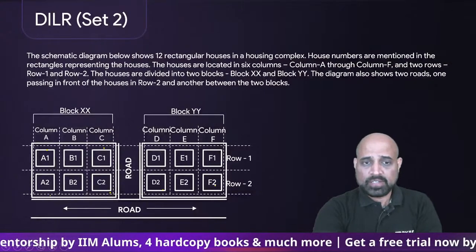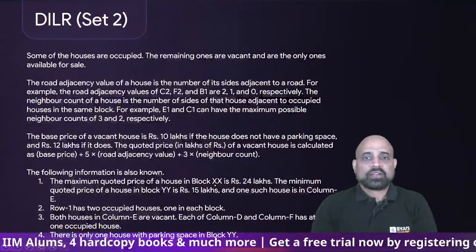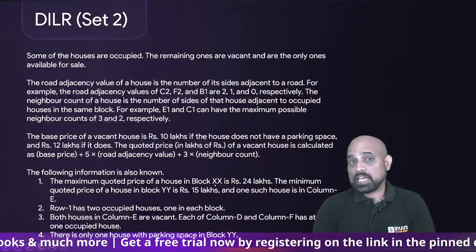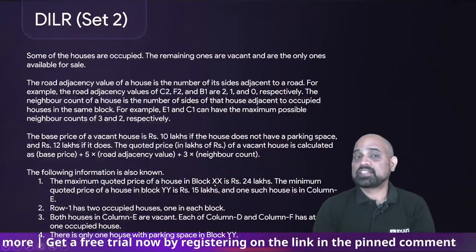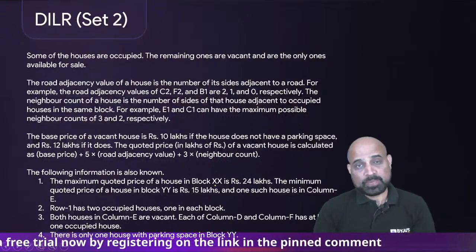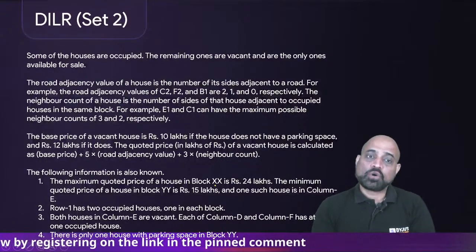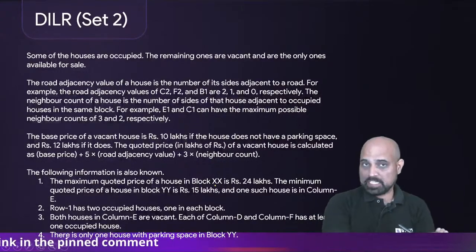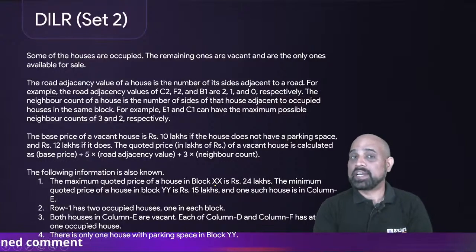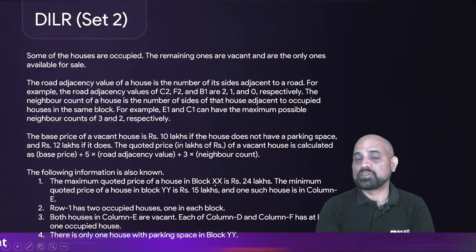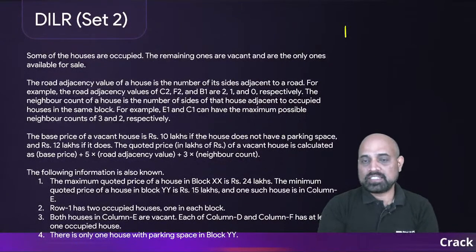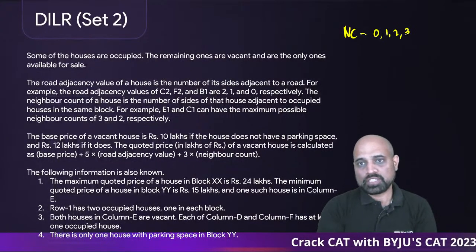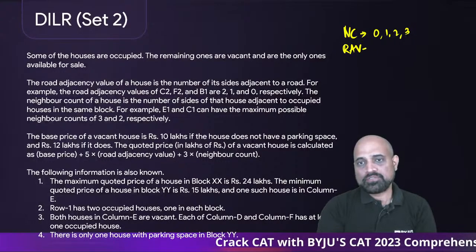Okay. The base price of a vacant house is rupees 10 lakhs if the house does not have a parking space and rupees 12 lakhs if it does. So a parking space है कि नहीं वो देखना है. The quoted price of a vacant house, as in the house for sale, is calculated as base price plus 5 times road adjacency value plus 3 times neighbor count. So we have already seen that the neighbor count की जो value होगी वो हमारी 0, 1, 2, 3 हो सकती है. And road adjacency value.